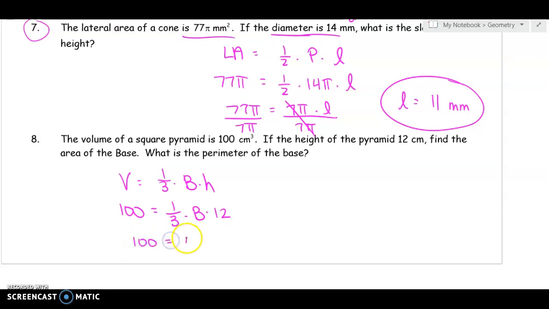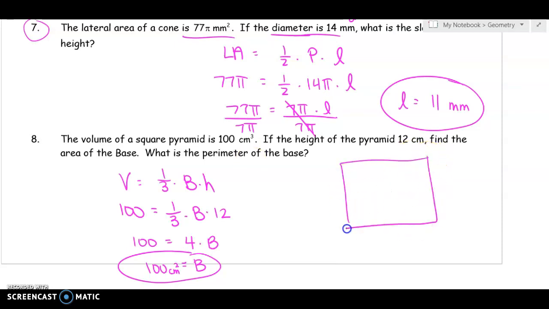1/3 times 12 is 4. And then divide by 4. The area of the base is going to be 100, and since it's area, it's going to be square units. So the area of the base is 100 square centimeters. They want to know what the perimeter is. Well, think about this shape. It's a square.